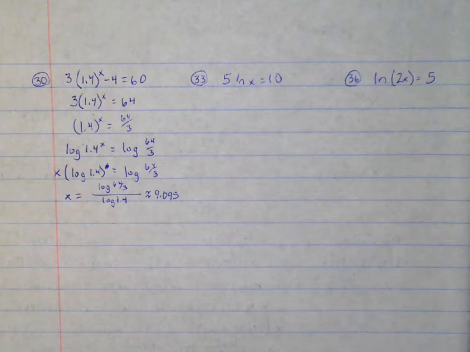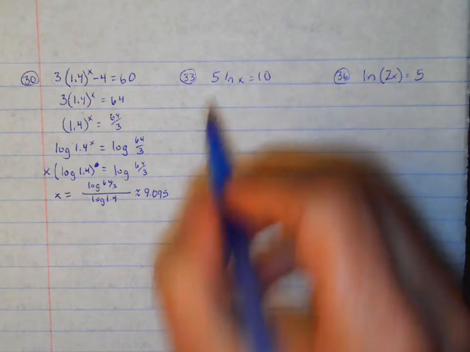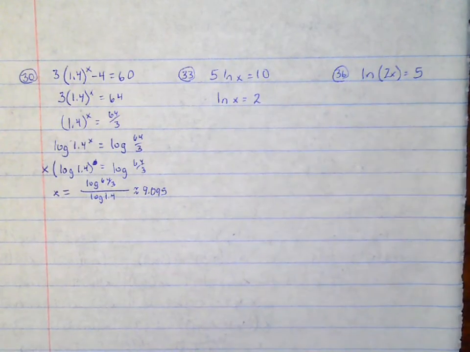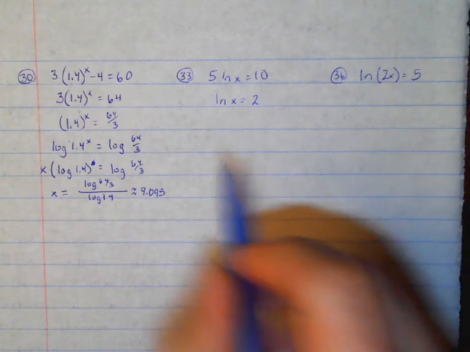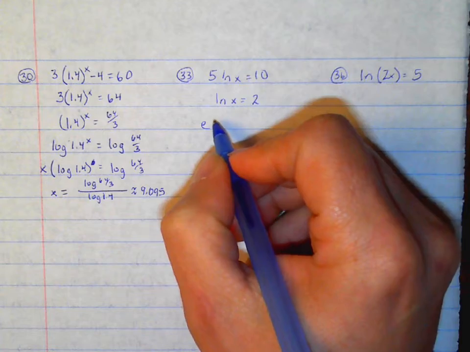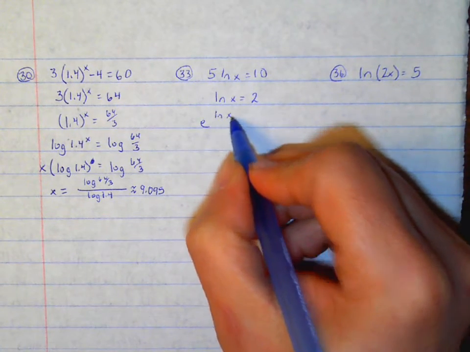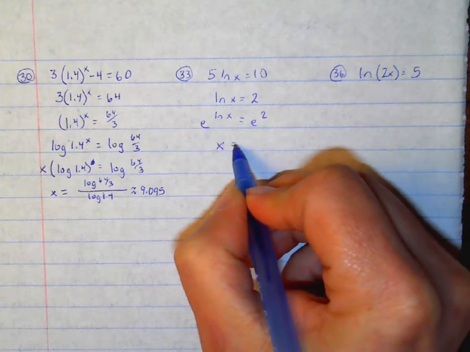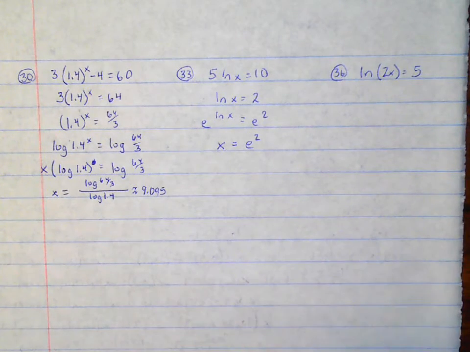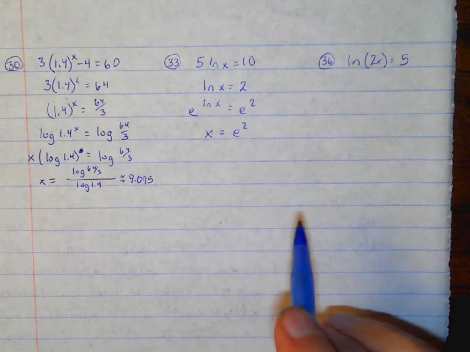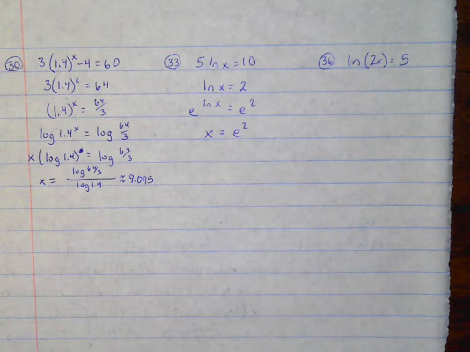Okay, now we're switching to log and natural log equations. First thing, I'm going to get this by itself, so I'm going to divide by the 5. 10 divided by 5 is 2. The opposite of the natural log is e. So I'm going to take e to both sides, e to the natural log of x and e to the 2. Those cancel out, so I just have x is equal to e squared. It doesn't say to put it in decimal form, but if you want the decimal form, e squared is about 7.389.